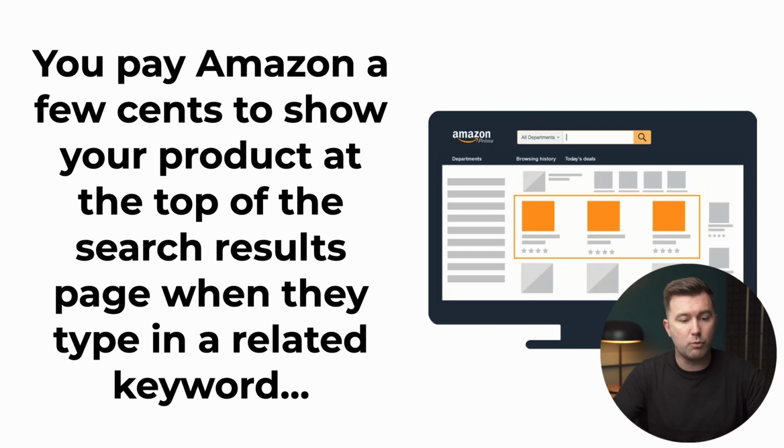So I'm just going to get straight into it today. So what are we talking about? Well, this is a way where you pay Amazon a few cents to show your product at the top of the search results page when they type in a related keyword.